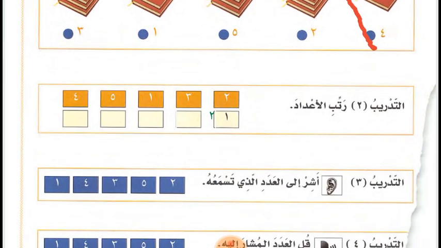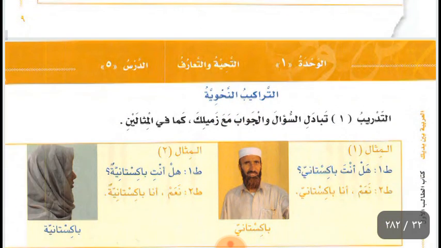Then Tadrib Thani, rattib al-adad. In this, he is asking to sort the numbers, arrange the numbers. So you know that first is wahid, ithnan, thalatha, arba'a, khamsa. We write it like this in the boxes. Then Tadrib Thalith, ashir ila al-adad alladhi tasma'uhu, point to the number that you hear. This is not possible here. Tadrib Rabi', qul al-adad alladhi yushar ilayhi, say the number which is pointed to by the teacher. Leave it.